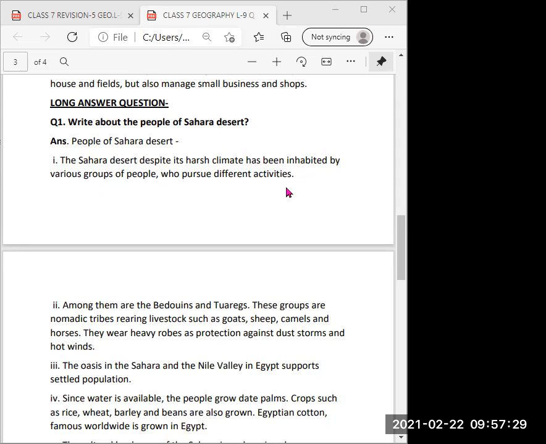But then also people are still living in this harsh climate and they pursue different activities. They are involved in different activities. Clear? Next, among them are the Bedouins and Tuaregs. Among them are the people of Sahara. These groups are nomadic tribes.